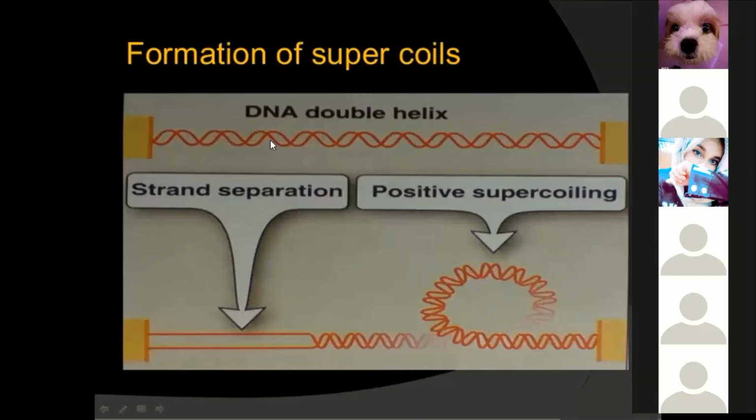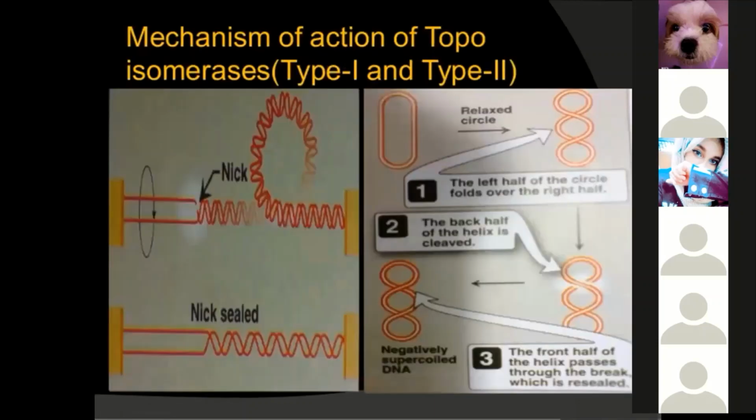So there is a single-stranded cut by topoisomerase 1. The nick is a transient one. So there won't be any twists.